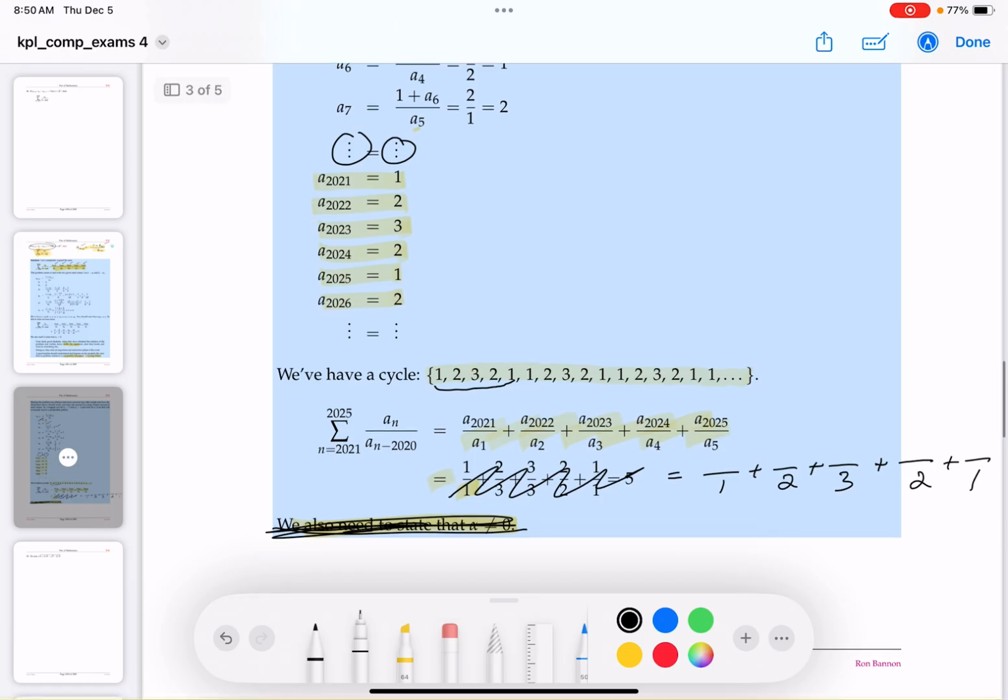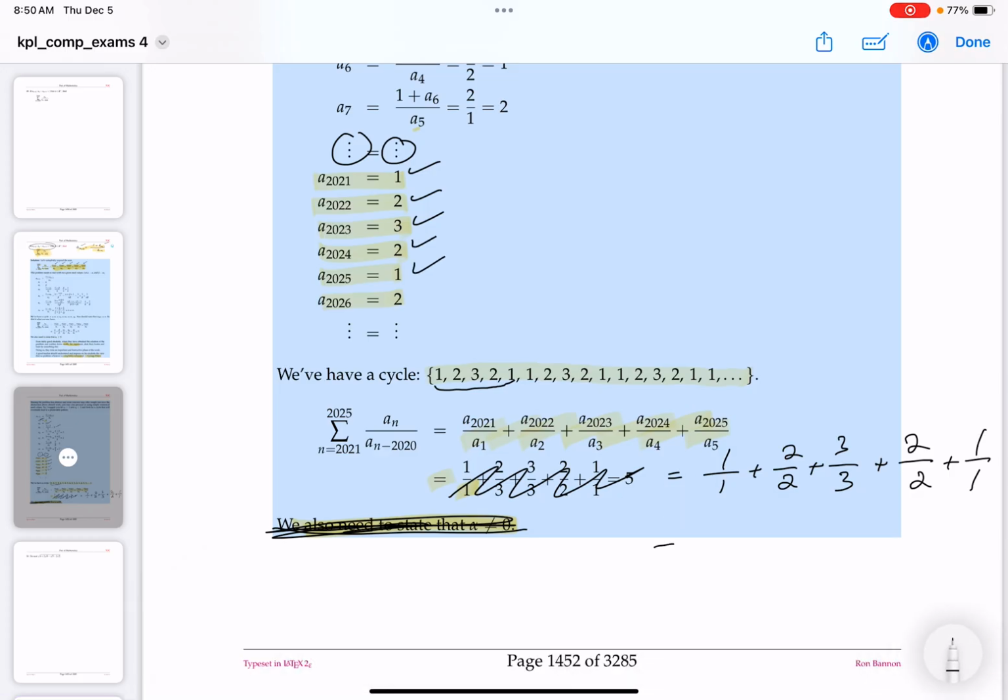All right, let's do A 2021. That's 1. 2022 is 2. Then I get 3. I'm just copying this over here. I get a 2, and I get a 1. What do you get there? 1 plus 1 plus 1 plus 1 plus 1, which equals number 5. This is a concrete example, all right?